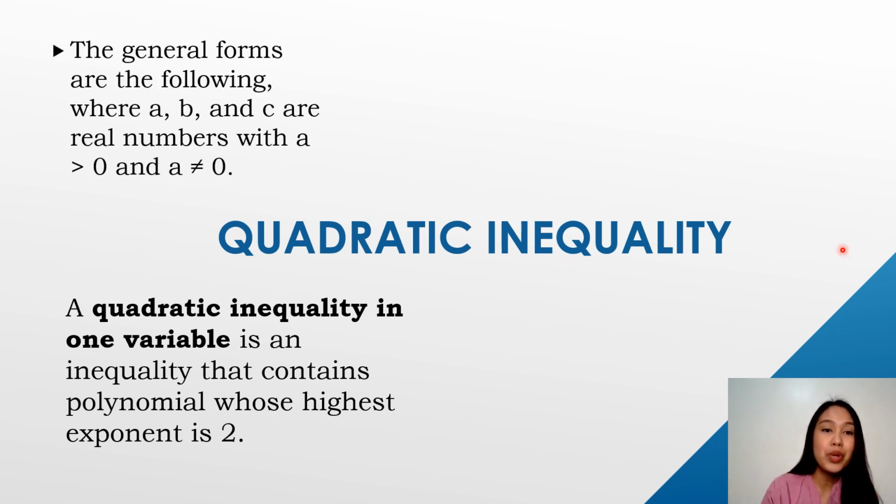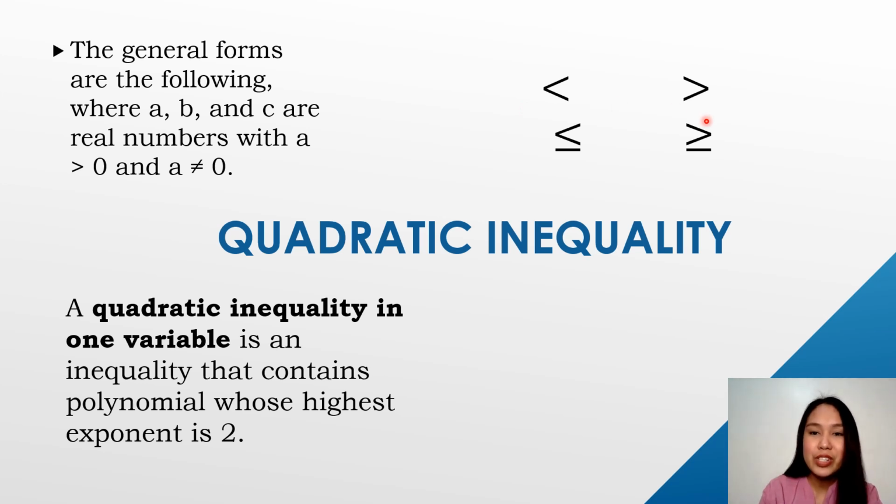Another condition is that there is also a general form for this, and for it to be in general form, a, b, and c should be real numbers with a not equal to 0. Why? Because the value of a comes from the quadratic term. If we do not have a quadratic term, we cannot identify a value or a real number for a. And the last condition is that, for it to become an inequality, it should have these symbols: less than, greater than, less than or equal to, or greater than or equal to. If you see any of these signs in your expression, then it is a quadratic inequality.